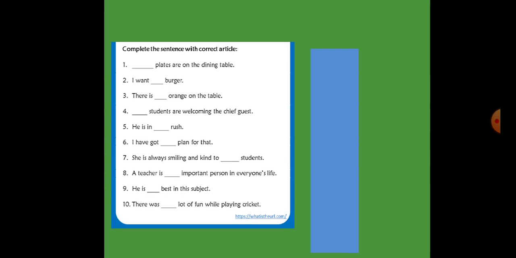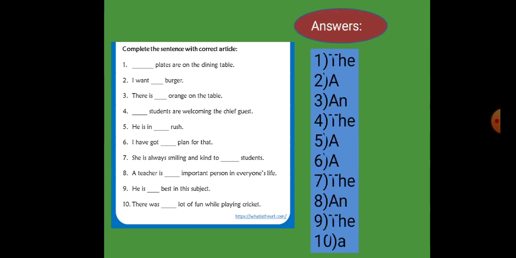I hope you have tried. Now check the answer. Number 1, the; 2, a; 3 and 4, the; 5, a; 6, a; 7, the; 8 and 9, the; and 10 will be a.